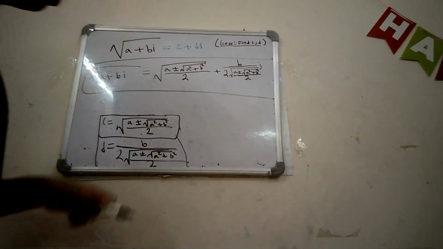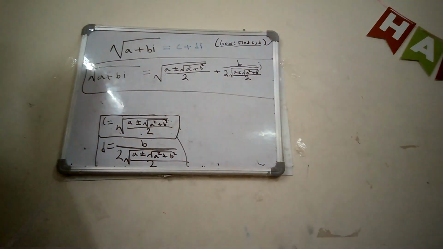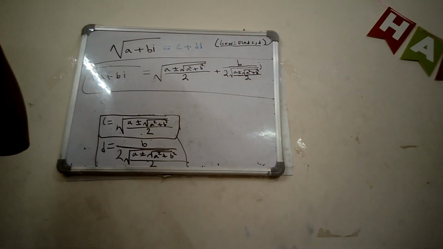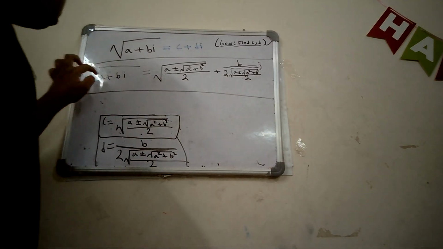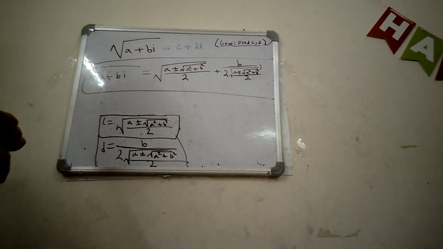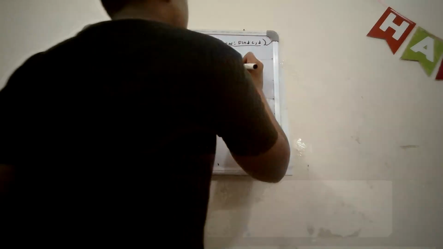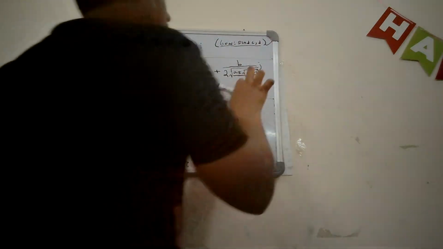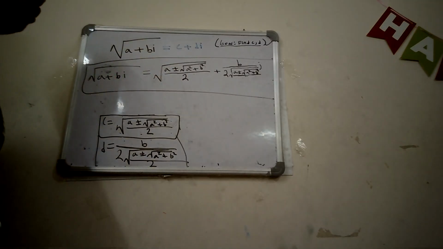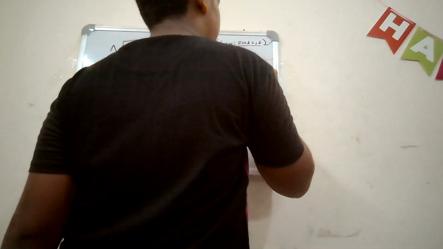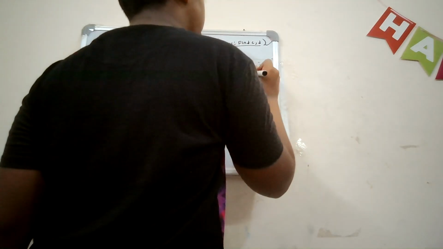Alright guys, so take a look here. And then we put C plus DI. We accomplished our goal. Yay! But look at here. We have the principal square root of a plus bi is equal to the square root of a plus or minus the square root of a squared plus b squared upon 2. That's C. Plus b upon 2 into a. So look, b upon 2 into the square root of a plus or minus the square root of a squared plus b squared upon 2. That's basically the whole expression, which is equal to a.